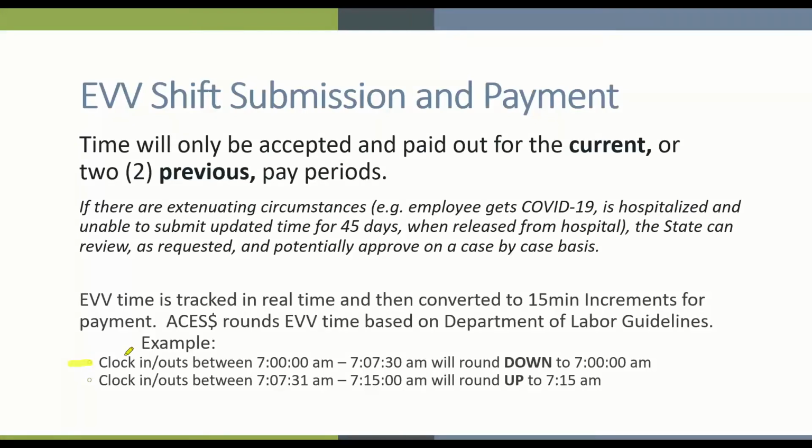If you clock in between 7 o'clock a.m. and 7:07 a.m. and 30 seconds, it's going to round down to 7 o'clock. But if you clock in between 7:07 and 31 seconds and 7:15, that's going to round up to 7:15. Okay. So essentially, if you're 7 minutes and 30 seconds past a 15-minute increment, it'll round down. If you are 7 minutes and 31 seconds past a 15-minute increment, it's going to round up.